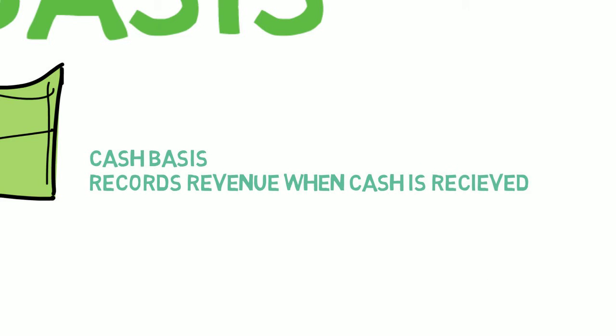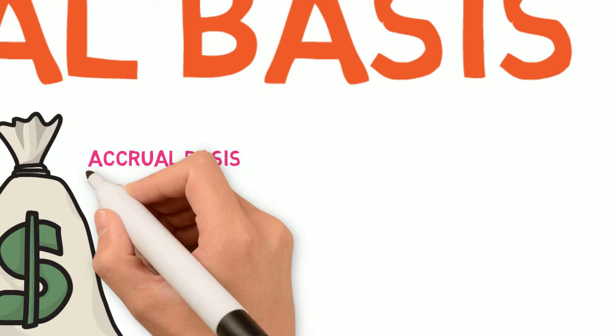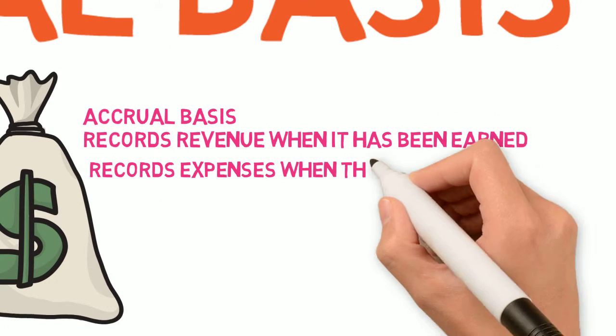The cash basis records revenue when cash is received and records expenses when cash is paid, whereas accrual basis records revenue when it has been earned and records expenses when they are incurred.